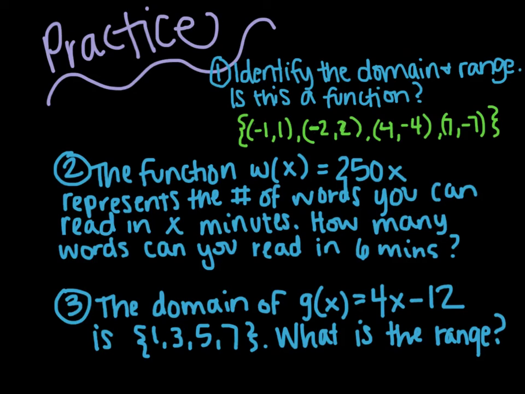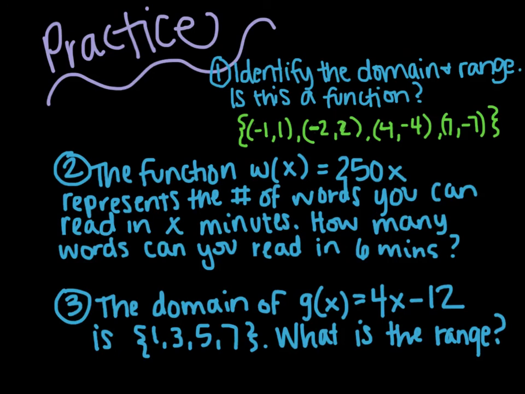Alright, now to give you your answers, I suppose. The domain. For number 1, the domain is -2, -1, 4, 7. The range is 1, 2, -4, -7. And then it is a 1x to 1y ratio, so it is in fact a function.